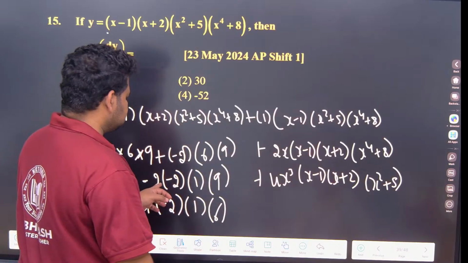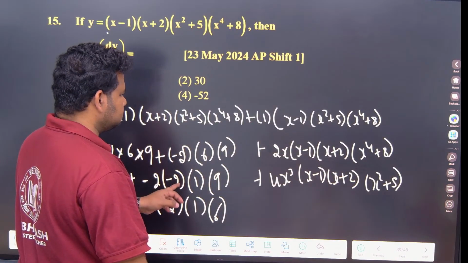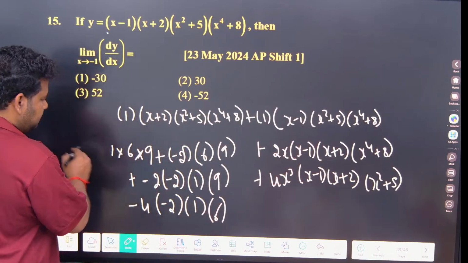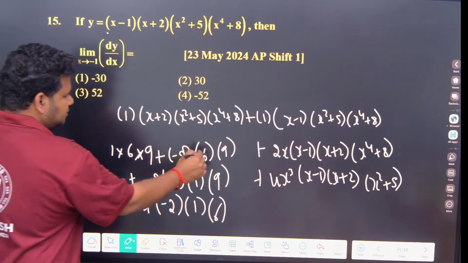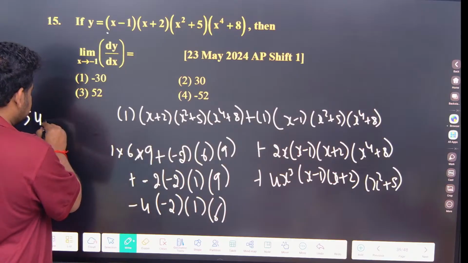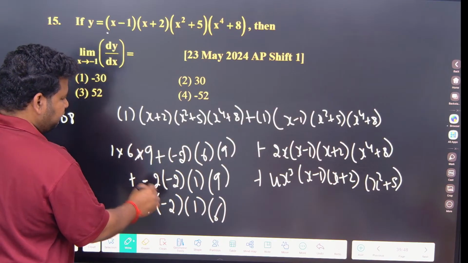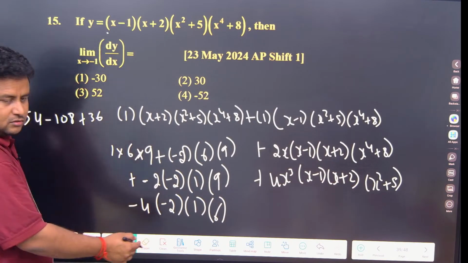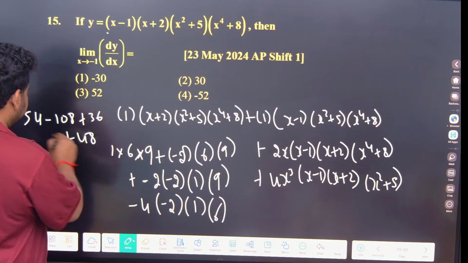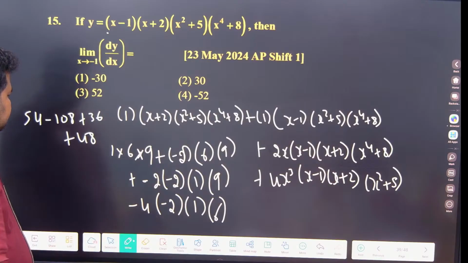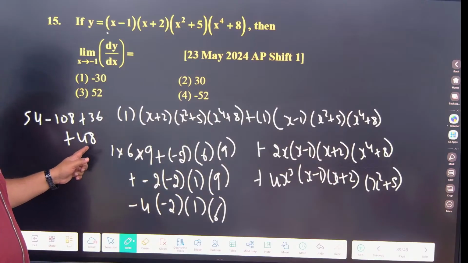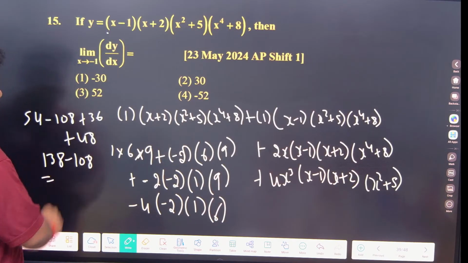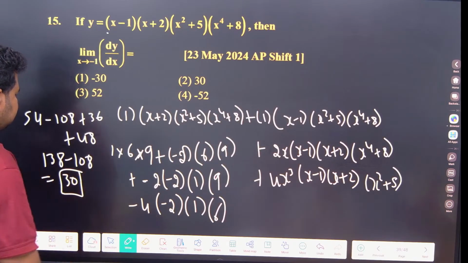Now look at this: 9 into 6 is 54. 54 into 2 is 108, so minus 108. Minus 2 into minus 2 is plus 4, and 9 into 4 is 36. Minus into minus is plus: 6 into 4 is 24, 24 into 2 is 48, so plus 48. Now we have 54 plus 36, which is 90. 90 plus 48 is 138. 138 minus 108 is 30. We will get the answer as 30, which is option 2.